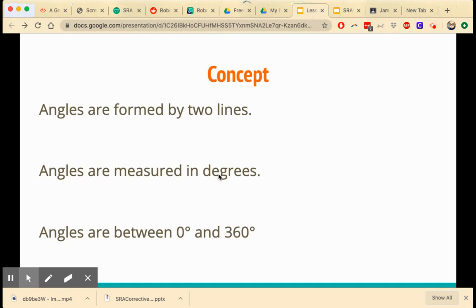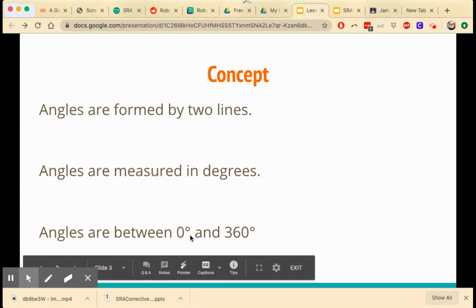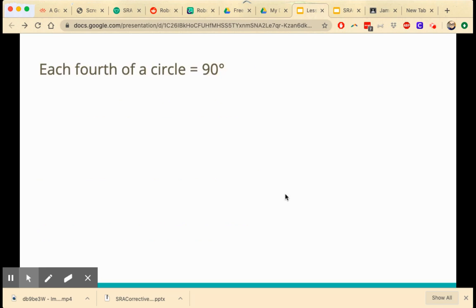Angles. What do you need to know about them? Angles are formed by two straight lines. Angles are measured in degrees, and angles are between 0 degrees and 360 degrees. And that symbol right there is all you need to know for it. That means degrees, so parts of a circle. All right, here we go.